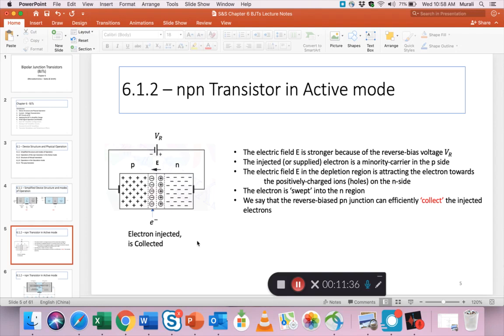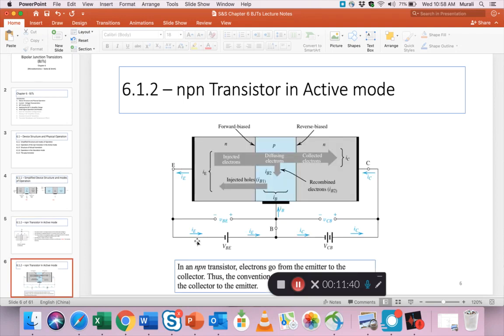So this is a fundamental behavior that becomes important as you start to understand the operation of the three-terminal device called the transistor, okay?